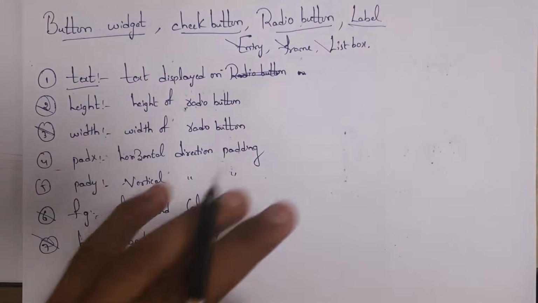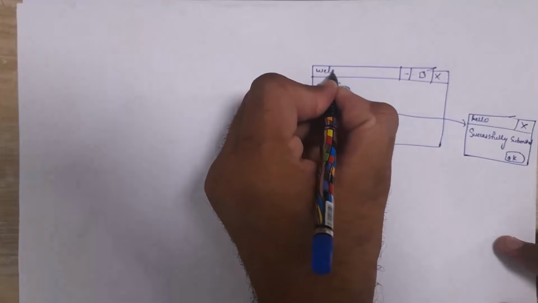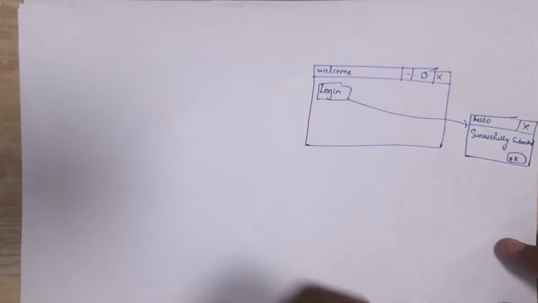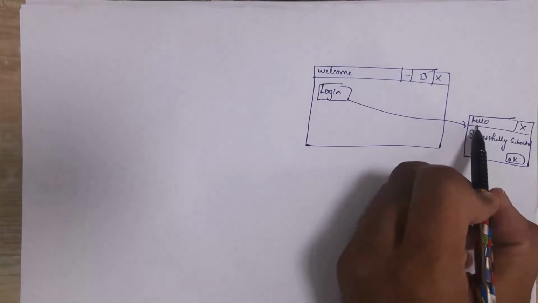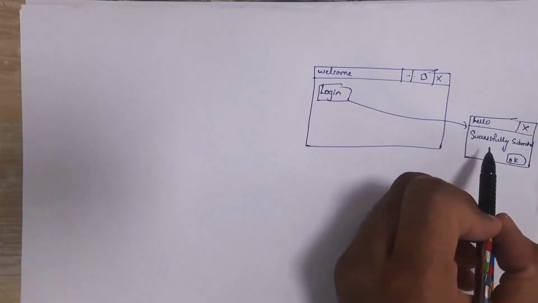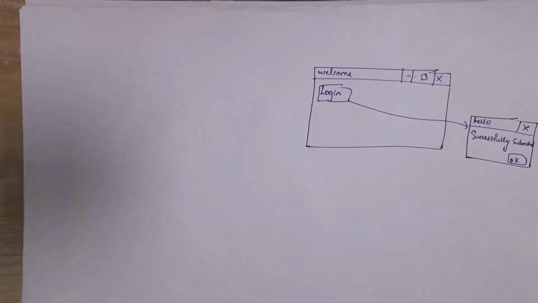Guys, I will explain one more program. Here at first, I will create one window. The title is welcome. And inside this welcome window, I will insert one login button. And whenever I click on that login button, then it will display another window. That window title is hello. And inside this hello window, it will display text like successfully submitted. I will write program for this.